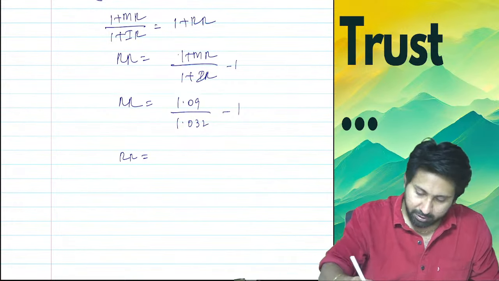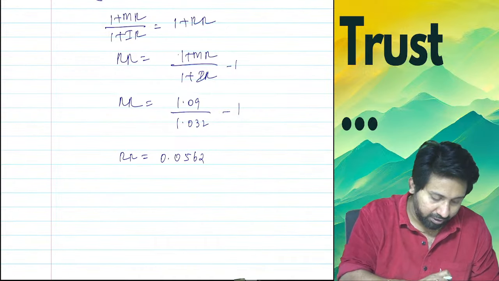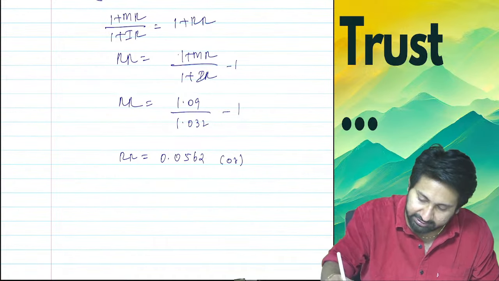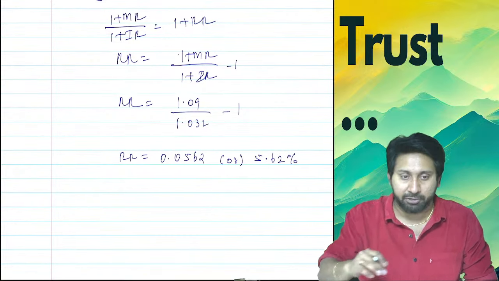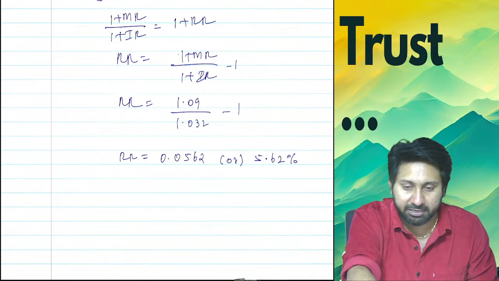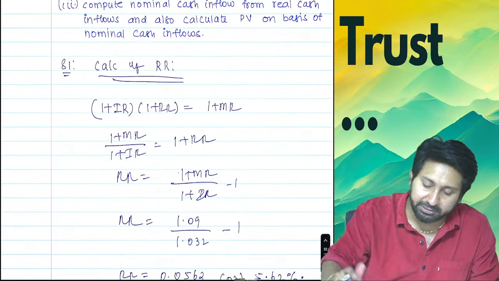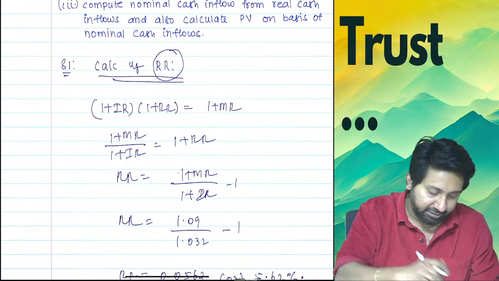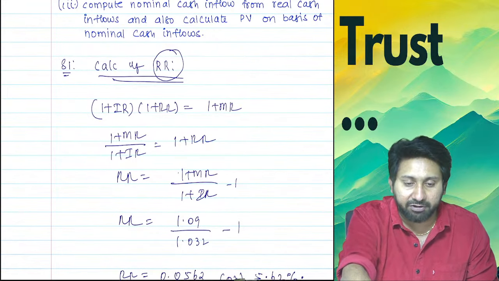(1.09 / 1.032 - 1) equals 0.0562, or you can also write it as 5.62%. Very good. People also gave the answer. Very good, participate like that. 5.62%. What is this 5.62%? This is the real rate. Okay. Now, real rate we calculated.